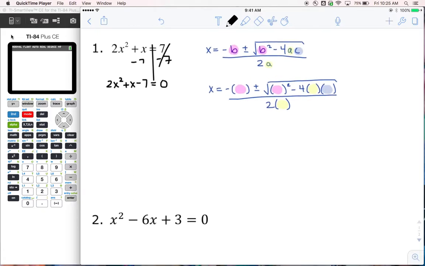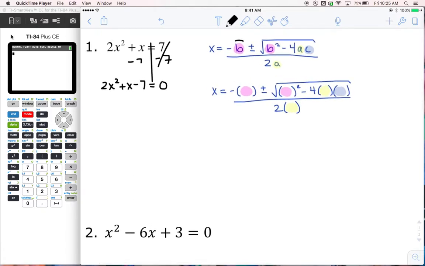We have in the first spot, in the pink spot, we have B. A is 2, B is the number with x, so just 1, and C is negative 7. So B is 1. Then we have minus 4a, right? The yellow is a, so in this case that is 2 in both of those spots. And then finally the C value is negative 7. There we go.